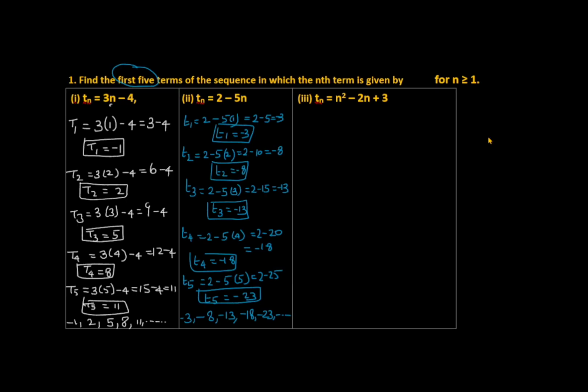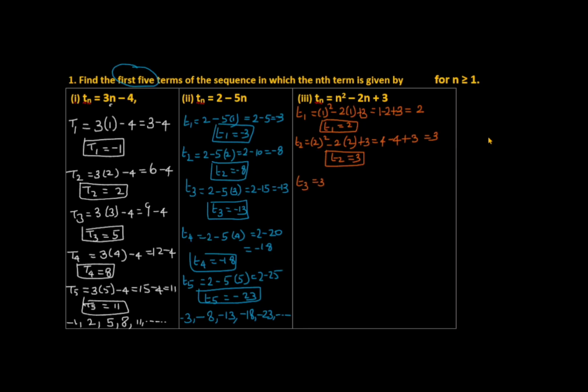Next, T1, 1 squared minus 2 into 1 plus 3. So 1 squared is 1, minus 2 plus 3 will give plus 2. T1 here is plus 2. Then T2. 2 squared minus 2 into 2 plus 3. 2 squared is 4. Minus 2 into 2 is minus 4, plus 3. So the sum is 3. So T2 is plus 3.